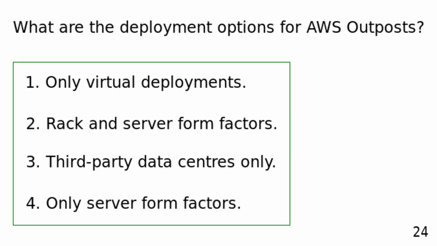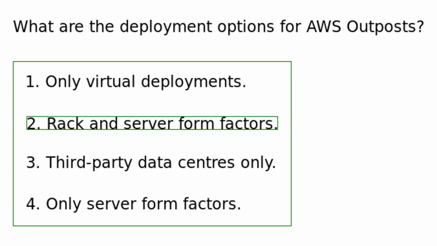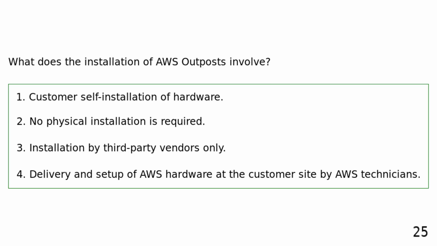What are the deployment options for AWS Outposts? Only virtual deployments. Rack and server form factors. Third-party data centers only. Only server form factors. AWS Outposts can be deployed in both rack and server form factors, allowing flexibility in how the service is integrated into on-premises environments.